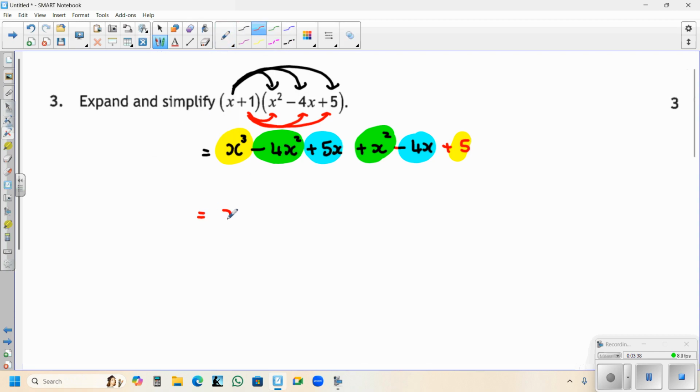x cubed, can't do anything with that, that stays where it is. We've got the green ones, which is negative 4x squared, but we want to add on 1, so we're down at negative 4, we're coming up 1, so that's negative 3x squared. The blue ones, the x's, we've got 5x take away 4x, that's straightforward, gives me 1x, and the plus 5 stays as it is.